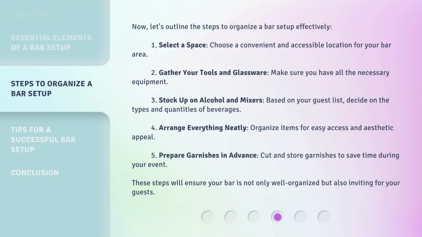Now, let's outline the steps to organize a bar setup effectively. 1. Select a space. Choose a convenient and accessible location for your bar area. 2. Gather your tools and glassware. Make sure you have all the necessary equipment. 3. Stock up on alcohol and mixers. Based on your guest list, decide on the types and quantities of beverages.